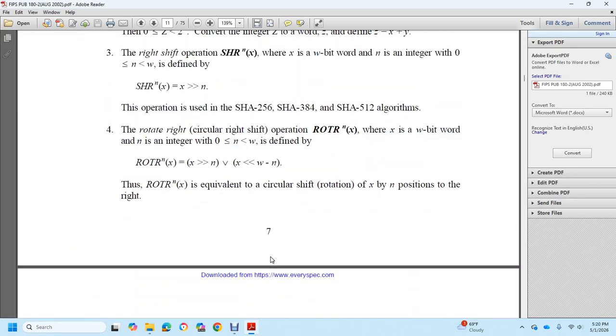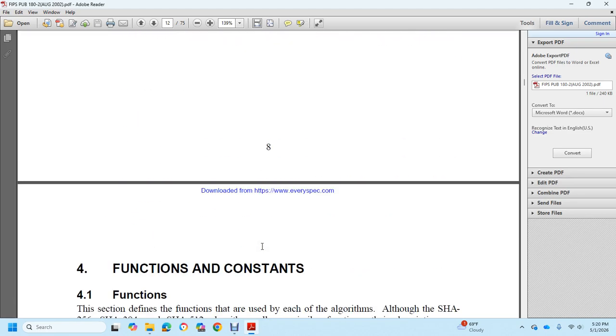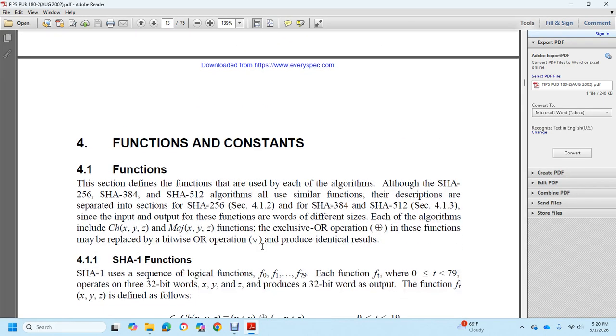Okay, so we have a whole bunch of math equations, and I'm trying to get down to the functions and constants. We'll cut the tape there.